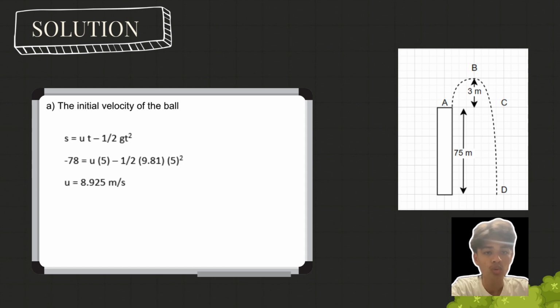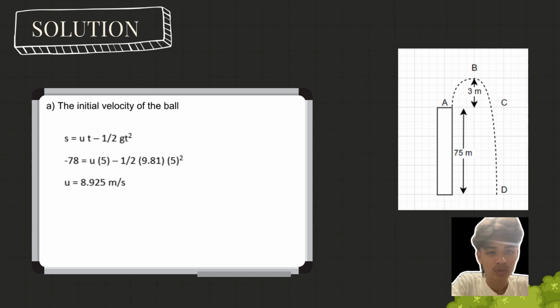So how to solve it? I use the formula s = ut - 1/2 gt², and s is equal to -78. I got it from the height of the building, which is 75 meters, and I add the height of the thrower's hand, which is 3 meters, so the total is 78 meters. Why is it negative? Because the ball goes down to the ground, so it is negative 78.